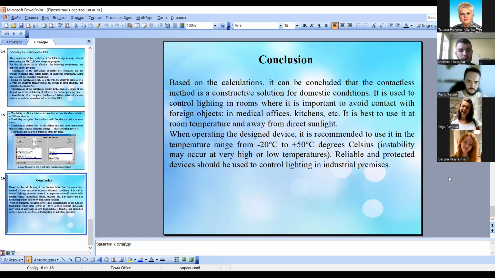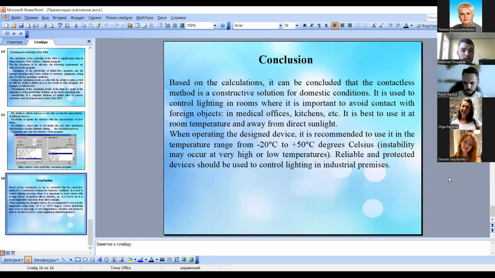And our conclusion. Based on the calculation, it can be concluded that the contactless method is a constructive solution for domestic conditions. It's used to control lighting in rooms where it's important to avoid contact with foreign objects, in a medical office, kitchen, etc. It's best to use it at room temperature and away from direct sunlight.